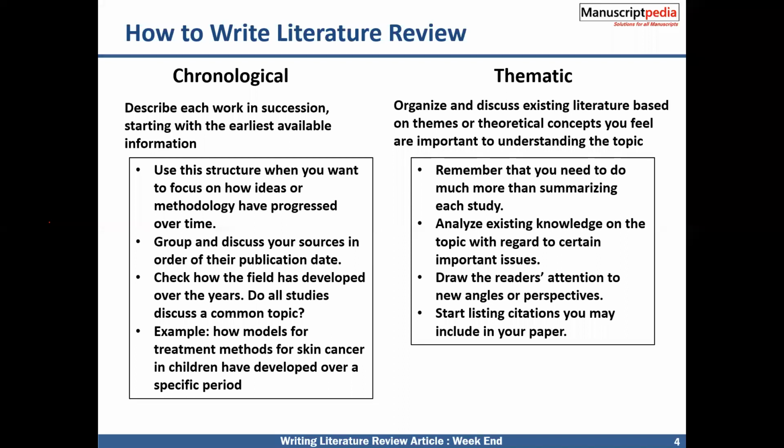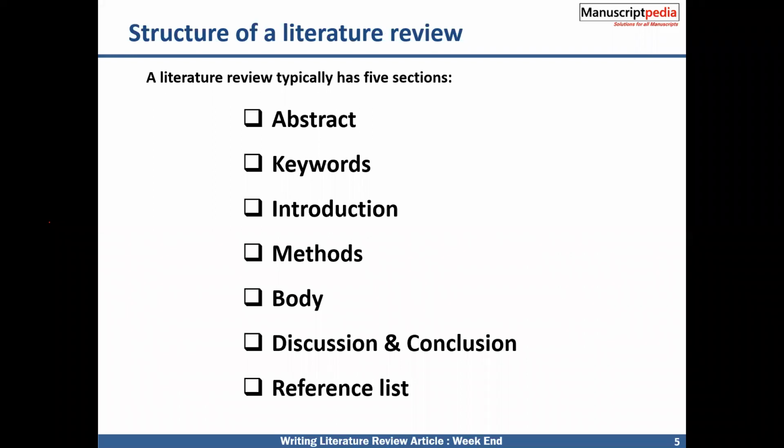So you can write the literature review in two approaches. One is the chronological order, and the second one is the thematic order. But for ease of writing, the literature review will be based on thematic order. So I will be telling something about thematic order. In a thematic literature review, you can also add some graphs or flowcharts of the chronological order. This is the structure of a literature review: abstract, keywords, introduction, methods, body, discussion, and conclusion.